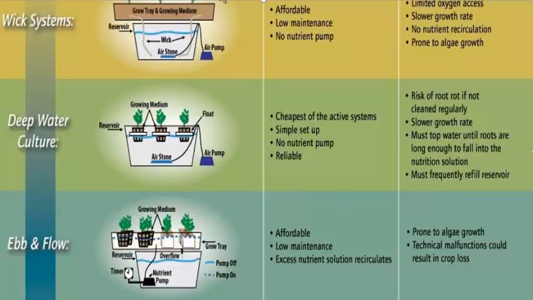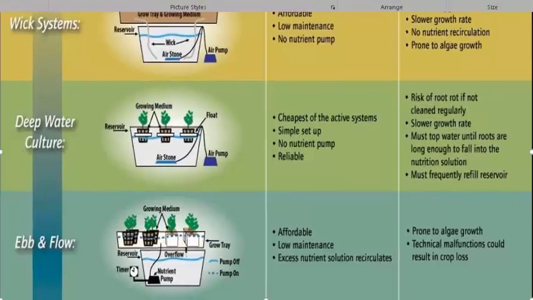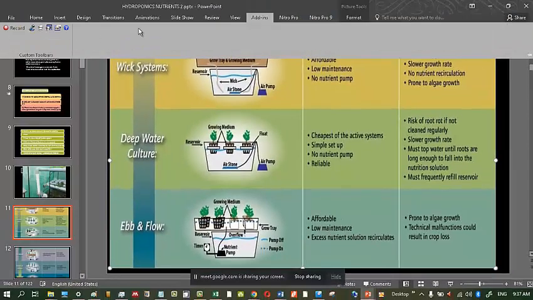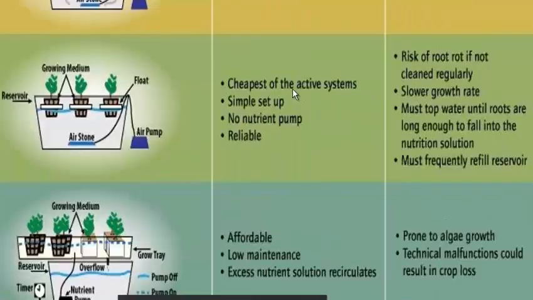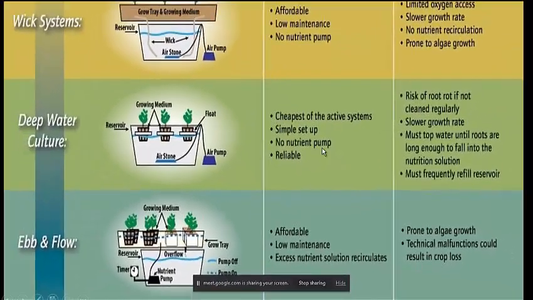So what you can see here, this is a deep water culture where no nutrient pump is required. Very simple system, very simple setup, and the cheapest of all the systems. It is the cheapest, because only the bucket is there, right? And the plant is kept floating in the bucket. So here the air stone is there, only an oxygen pump is there.